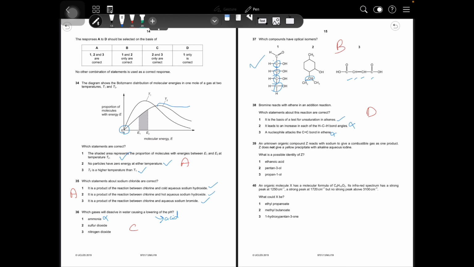The last two, we have an unknown organic compound that reacts with sodium to give a combustible gas as one product. That means we have production of hydrogen gas. It does not give a yellow precipitate with alkaline aqueous iodine solution. That means a negative iodoform reaction. What is the possible identity of Z? Well, all of these compounds will produce hydrogen gas when reacting with sodium, and they will have a negative observation for iodoform. Hence, the answer is A.